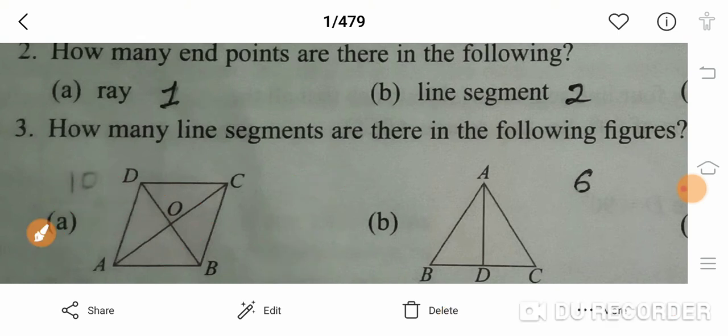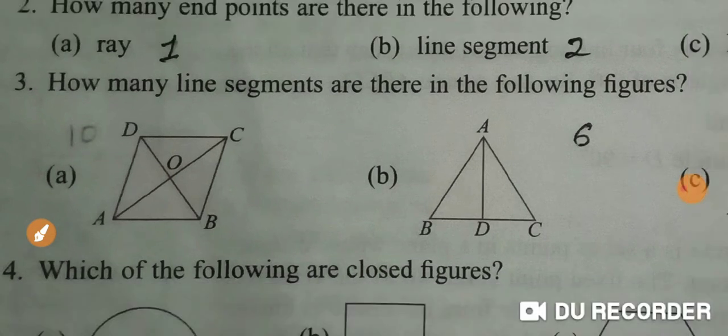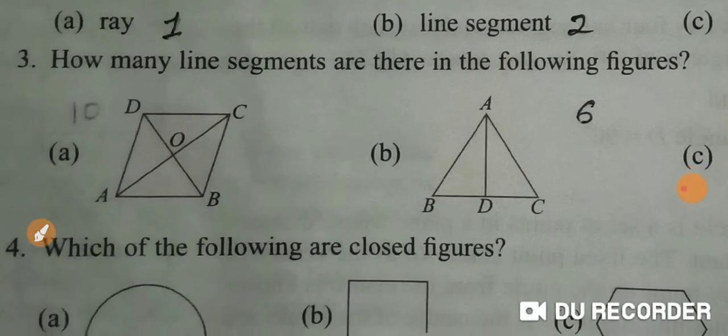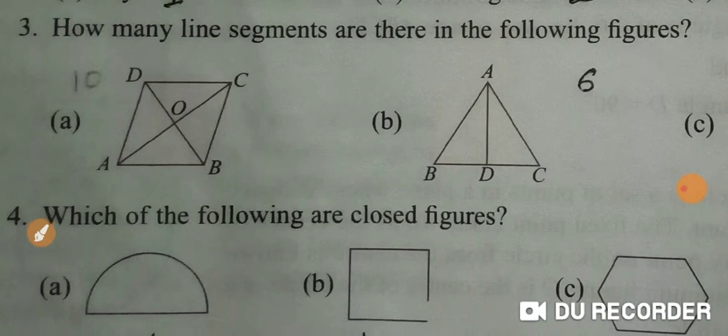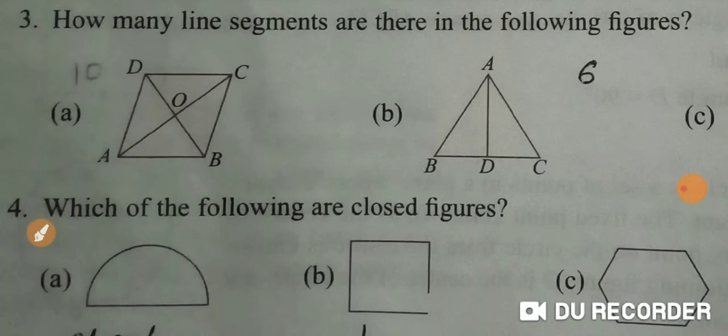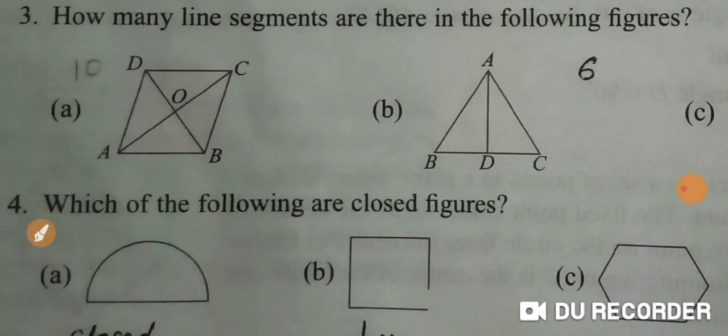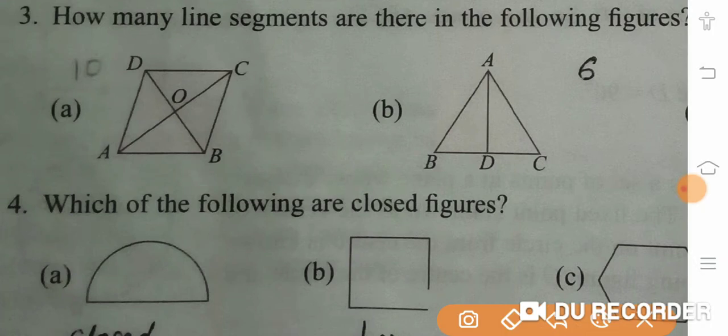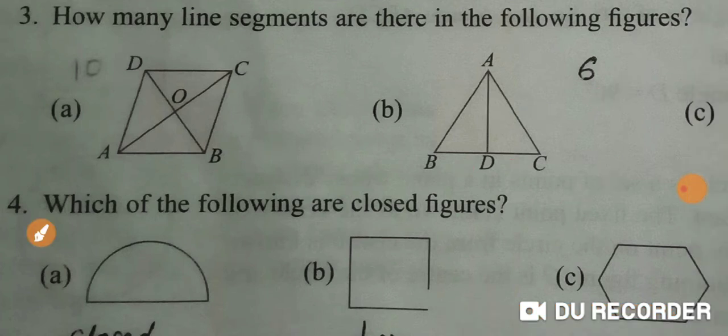Similarly, if you see figure B, 6 line segments are present. How are 6 line segments present here, my dear? Please count. 1, 2, 3, 4, 5, and BC is the 6th one. So in total, 6 line segments are present here.